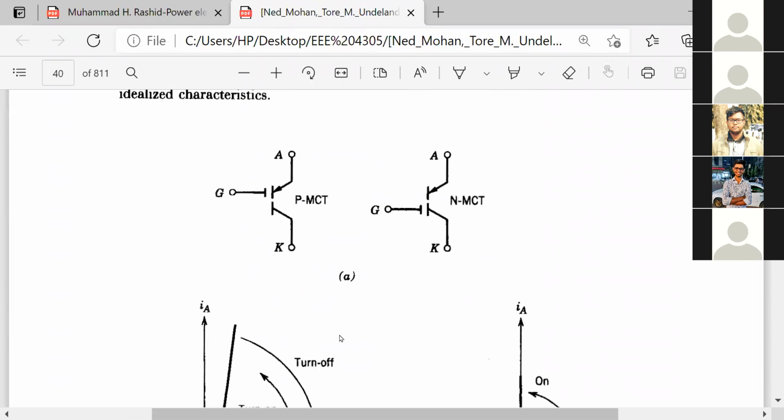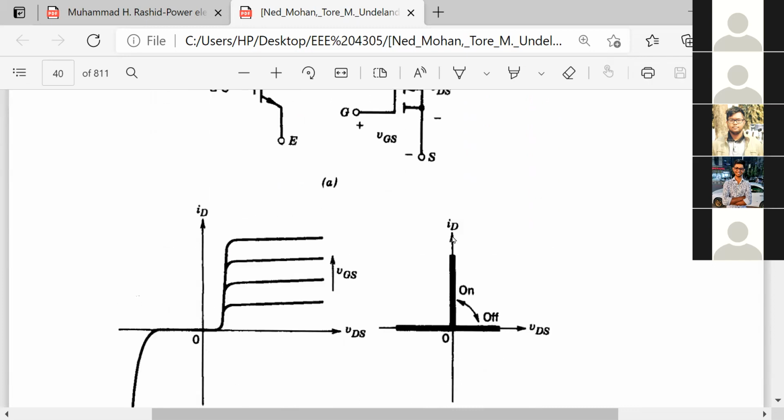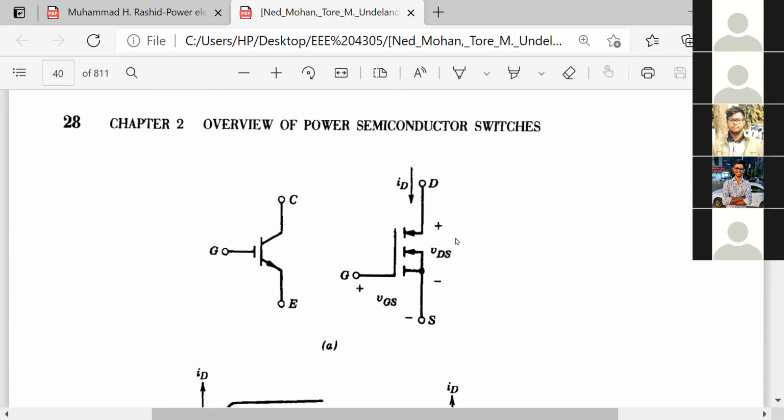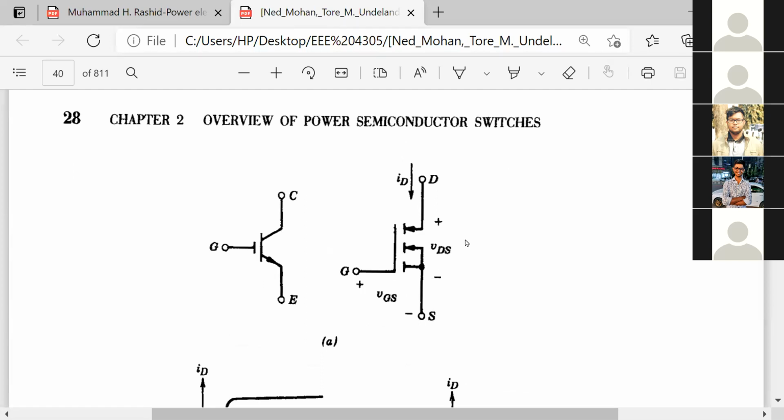Okay, so look, this is the MCT, meaning MOS controlled thyristor. This is P type, this is N type. So you can control these things, and this is your MOSFETs. Are you familiar with this one?